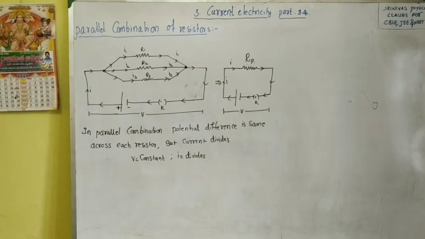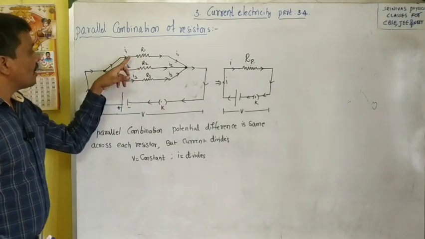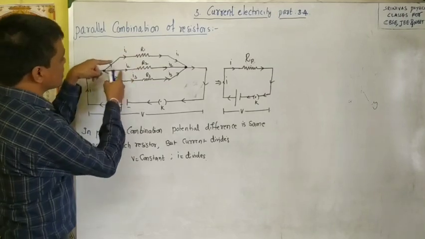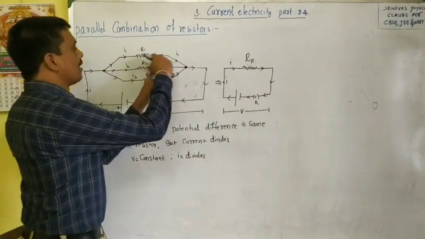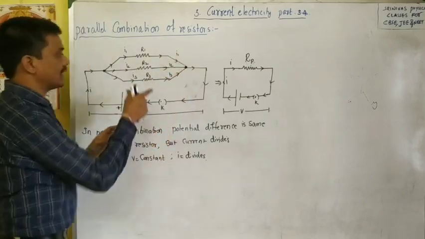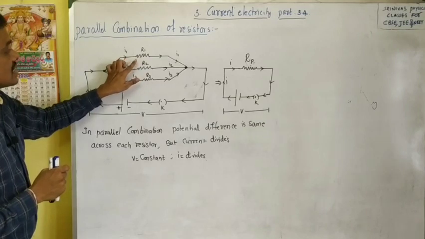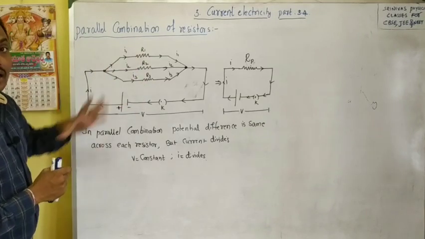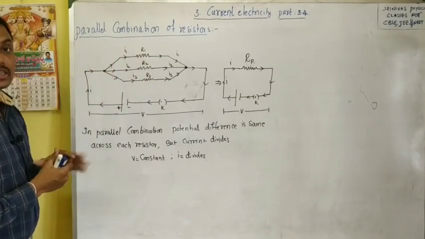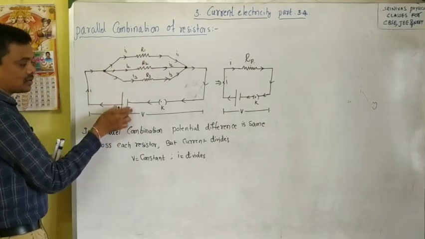Okay, let us see. We are going to discuss the parallel combination of resistors. In parallel combination, all the first ends of resistors are connected to one point and all the second ends of resistors are connected to another point. This is parallel combination. Here the three resistors of resistances R1, R2 and R3 are connected in parallel as shown in this figure. Right? In parallel combination, this set is connected to a certain battery.